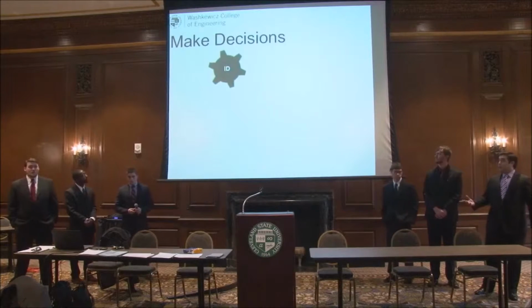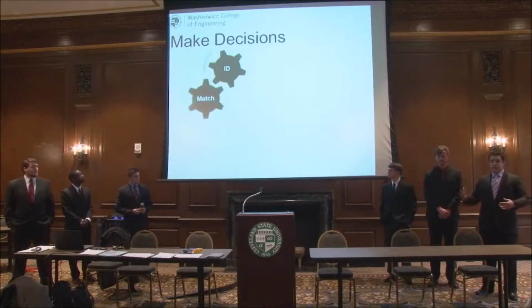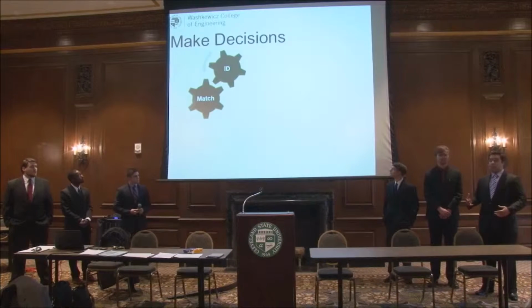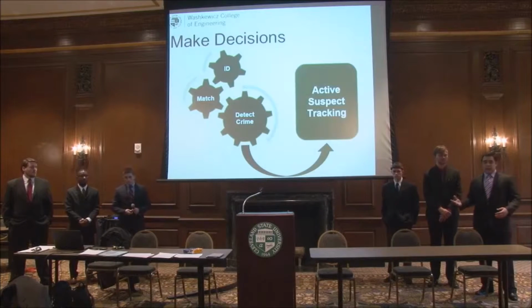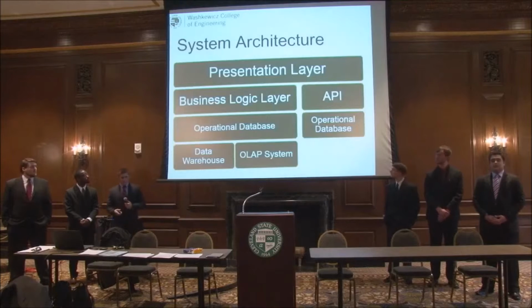So once we identify a person and tag these features to their ID, we'll be able to match them from camera to camera and know it's the same person, such that when a crime is committed, we can begin active suspect tracking for law enforcement. So how are we going to do this?